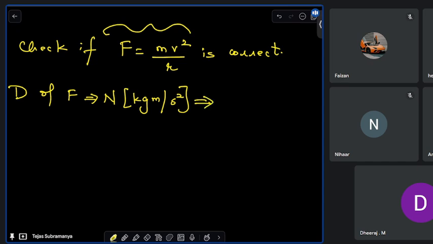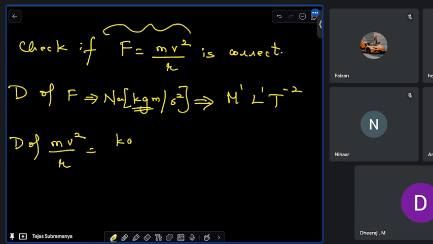Now can you find the dimension? Yes. I'll blindly write MLT: kg is mass, which means M1, meter L1, and T to the power minus 2. Left hand side done. Right hand side, dimension of mv square by r. Let's go step by step. This is r. M obviously means some sort of mass, so I'll put kg. V square says meter per second square.